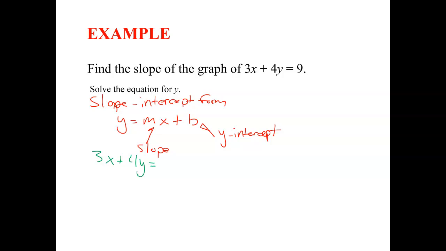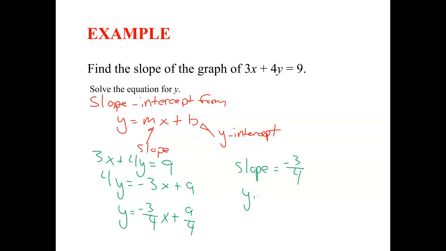Okay? So we need to get that in slope-intercept form. Solve for y. How do I get y by itself? Subtract 3x. And then divide by 4. So what's my slope? Negative 3/4. What's my y-intercept? 0, 9/4. Ordered pair.